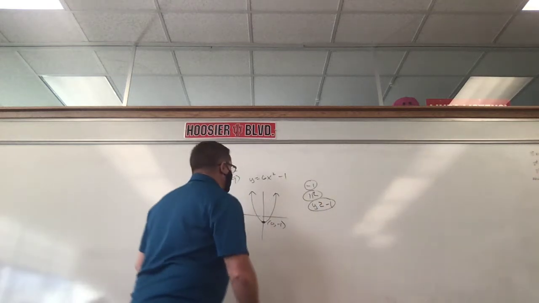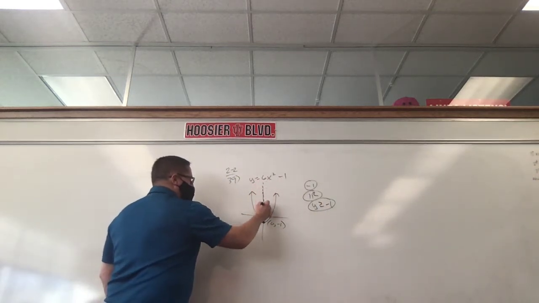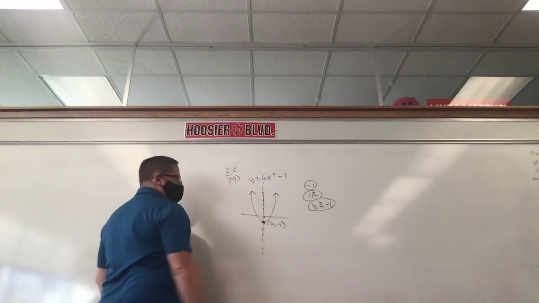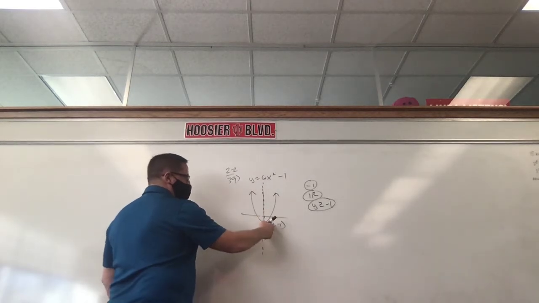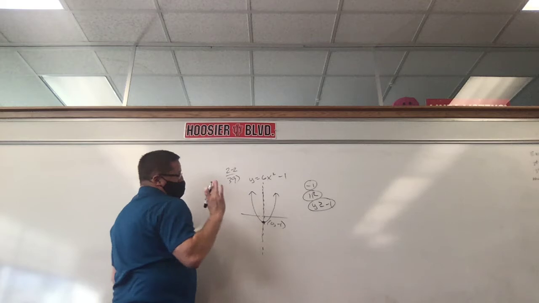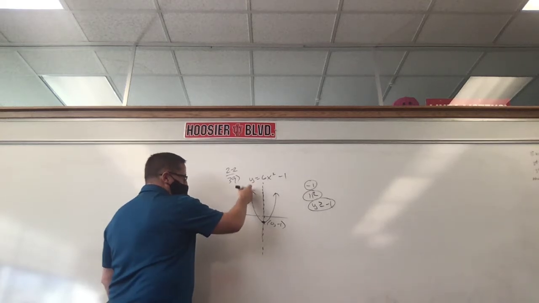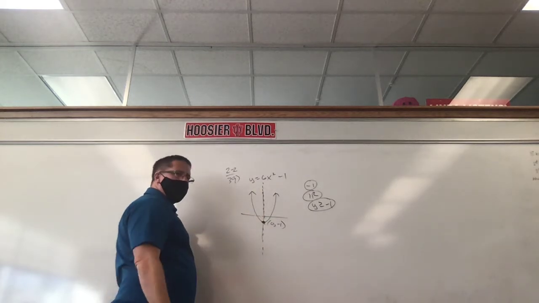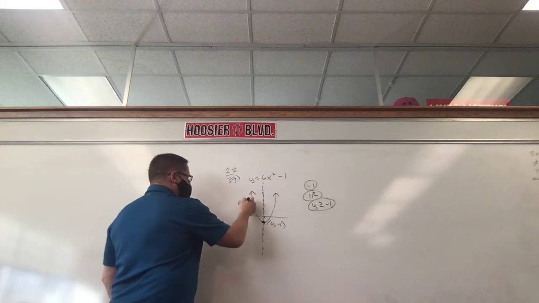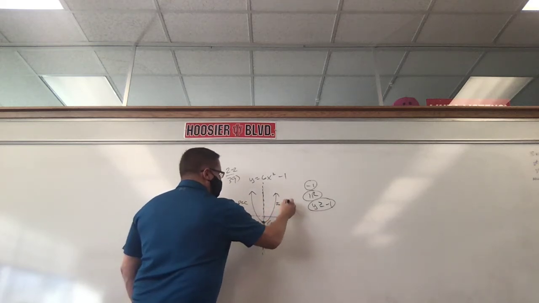Then it says the function is decreasing to the blank of x equals something. So here's what I'm going to do. I'm going to draw my axis of symmetry right here, through the line x equals 0. What's happening on this side? Is it going up or going down? Decreasing. It's decreasing, and here it's increasing, okay?